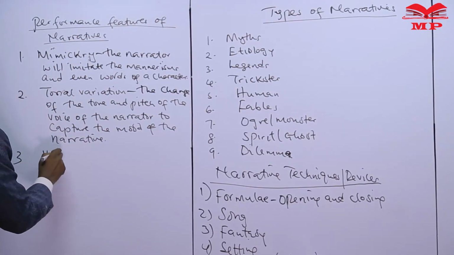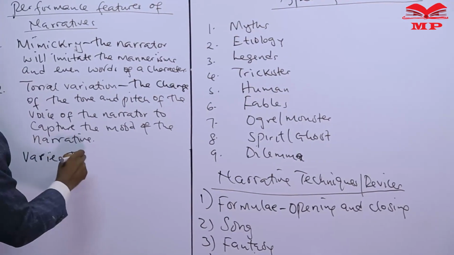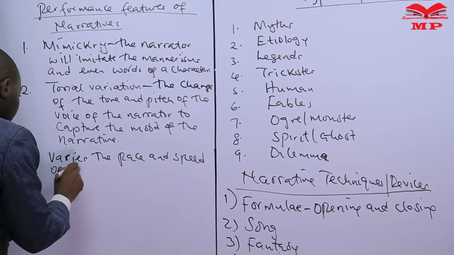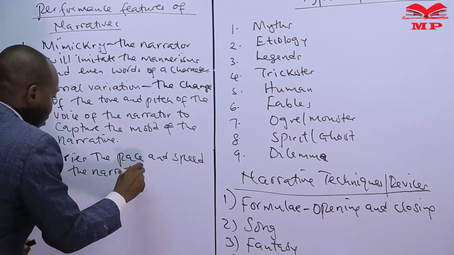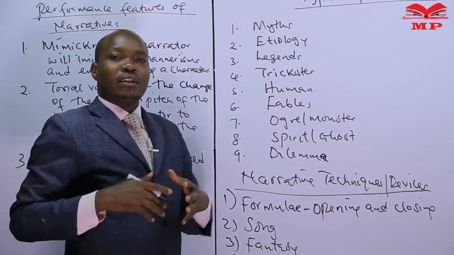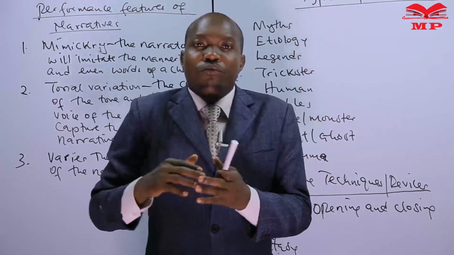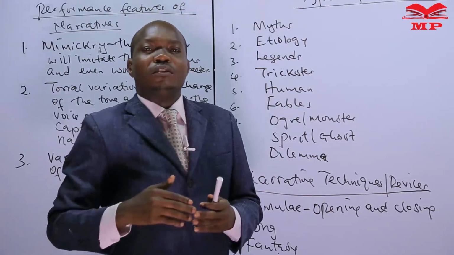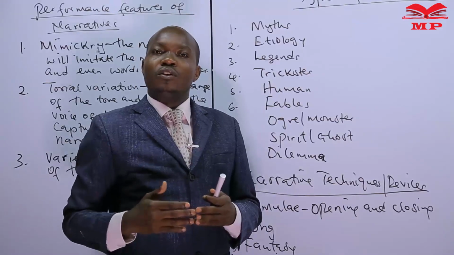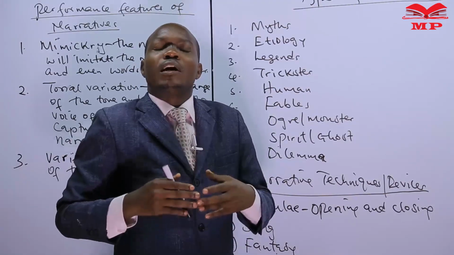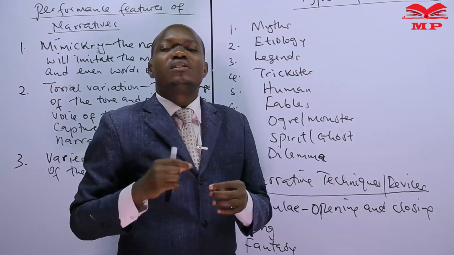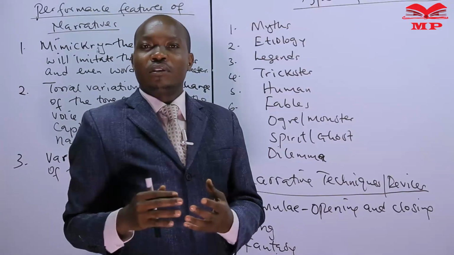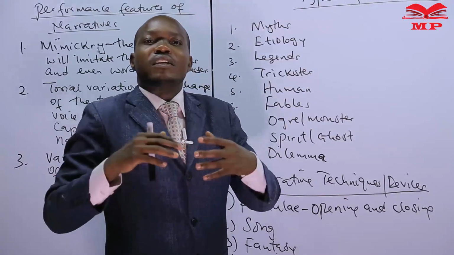So the narrator will vary the pace and speed of the narrative. By this, I mean that the narrator can make the narrative move faster or make it move slowly. You can tell this story very fast or very slowly. For example, you are giving a story about the chameleon. We know he moves slowly. So to capture the persona of the chameleon, the narrator may tell this story at a slow speed.